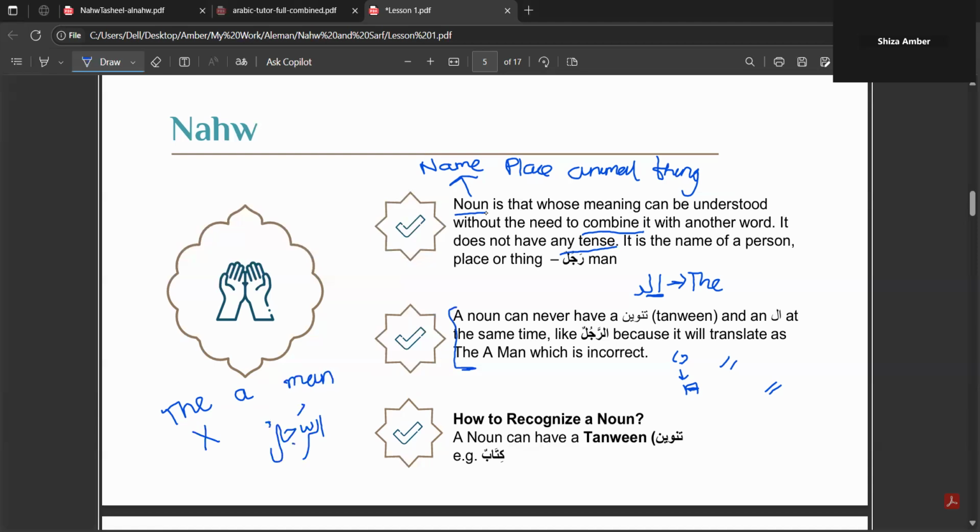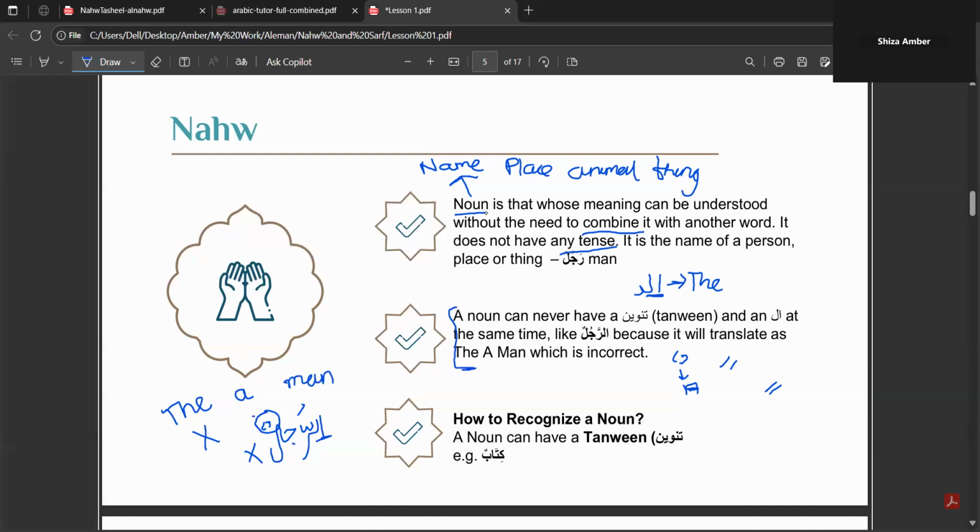Why is it incorrect? Because it has a tanween and it has an al. I told you that al will translate into the and tanween will translate into a. And hence this will become incorrect because I can't translate this as the a man. Okay? Is it understandable? Are you guys lost? Or are you following?